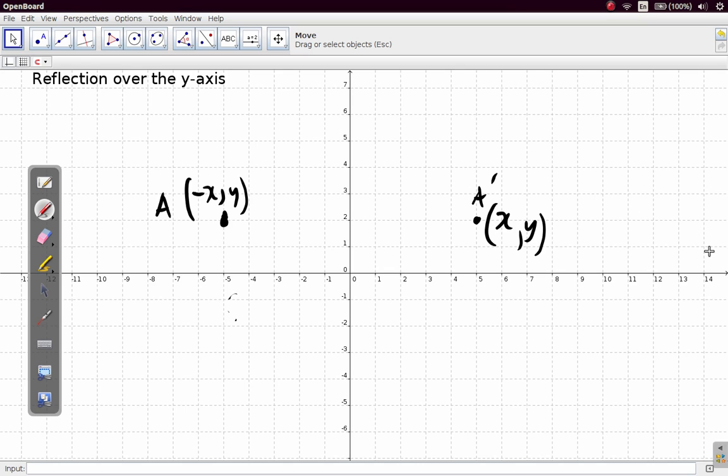What I want you to do is to pause the video and form that matrix that would cause A to be reflected onto A prime over the y-axis. So remember, negative x, y is reflected over the y-axis to positive x, positive y. Pause the video and come up with that matrix. All right, so pause and do it now.